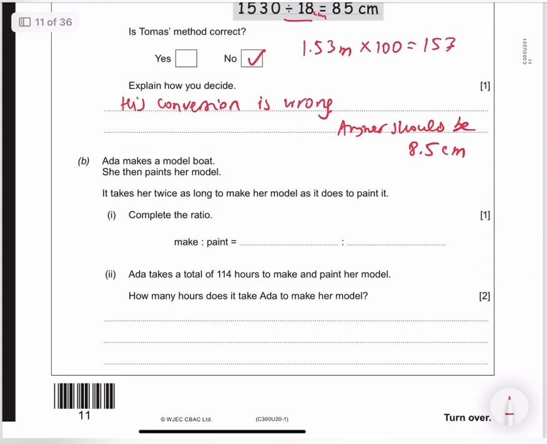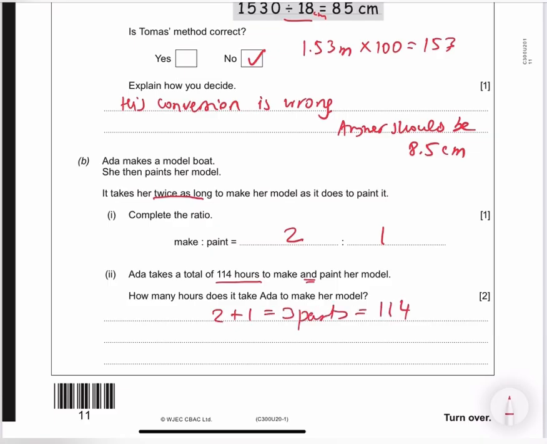Okay, next part. Ada makes a model boat and then she paints her model, and it takes her twice as long to make her model as it does to paint it. So that's going to be ratio 2 to 1. And the final part, Ada takes a total of 114 hours to make and paint her model.